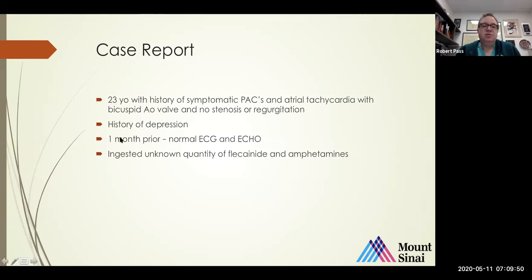So this particular case report was a 23-year-old with a history of symptomatic PACs and atrial tachycardia with a bicuspid aortic valve and no stenosis or regurgitation. The patient had a history of depression, and I would caution the use of this agent in anybody who you think has any potential for overdosing this medicine. It's a very effective way to kill yourself, I would think. One month prior, the patient had a normal ECG and echo and ingested an unknown quantity of flecainide and amphetamines.